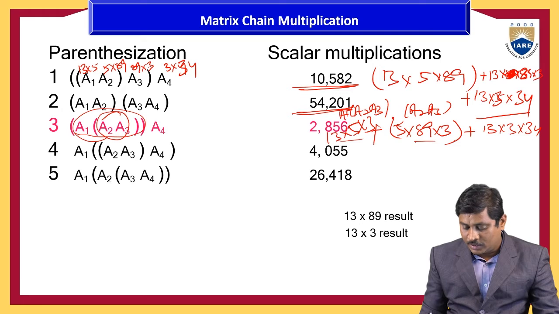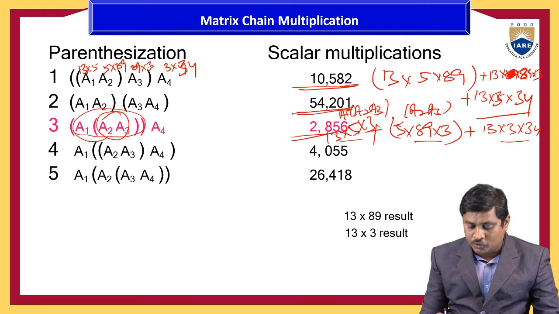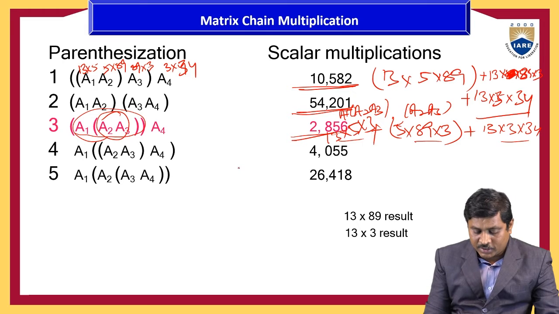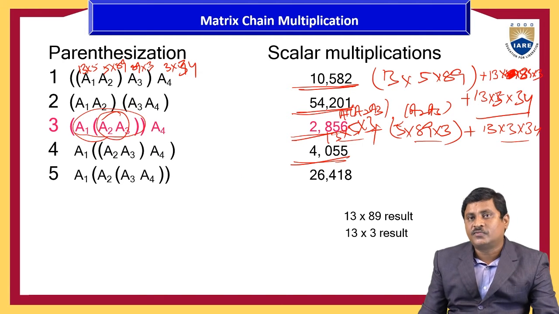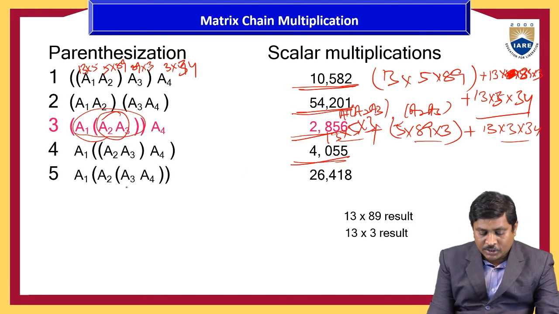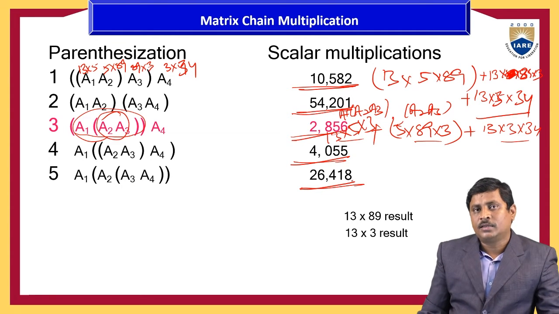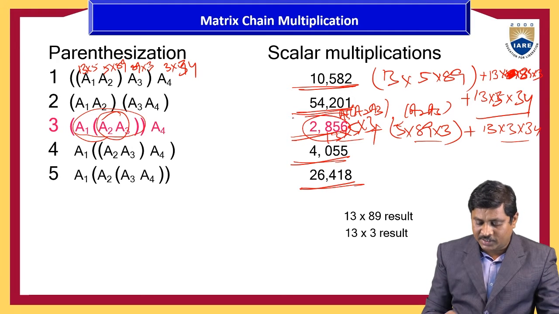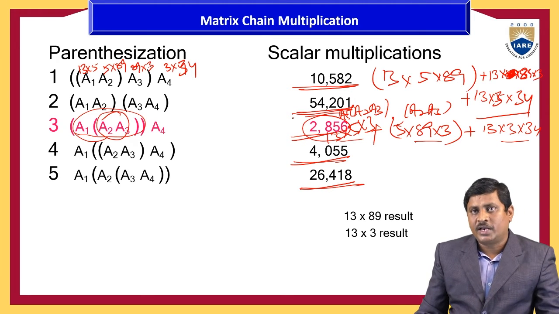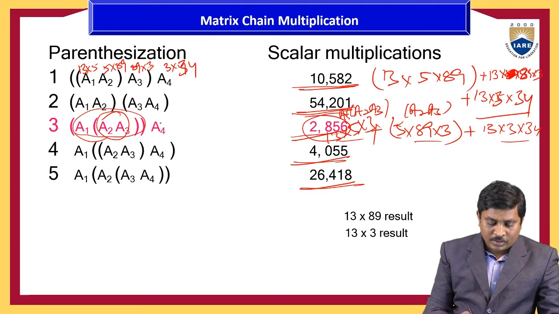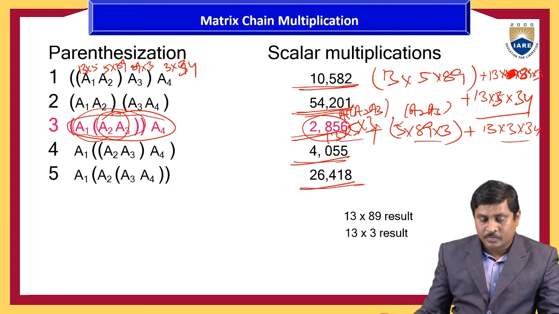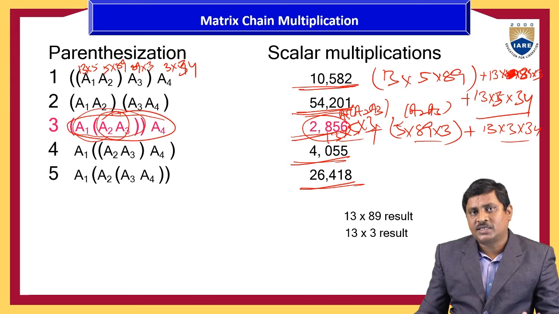So multiply all these values and adding this one, we get 2856. Like this, multiply A1, A2, A3, A4, we get 4055. Here A1 into A2 into A3, A4, we get 26,418. So these are the number of scalar multiplications. Among this, 2856 is the minimum value. So this is the best solution to multiply that 4 matrices A1, A2, A3, A4.